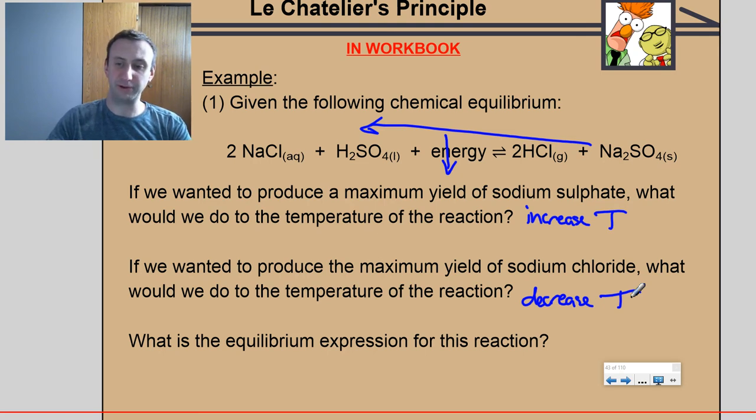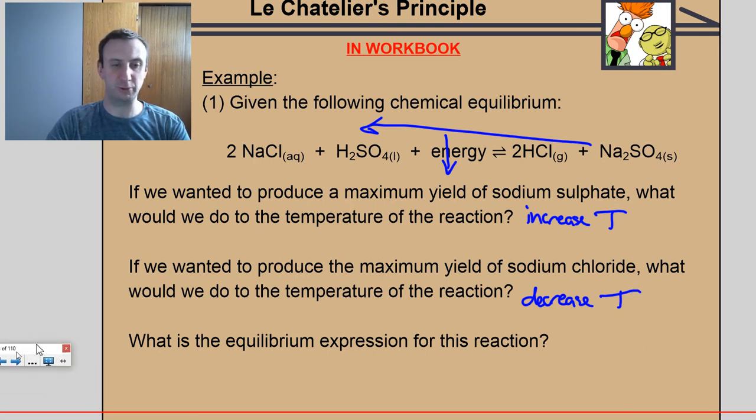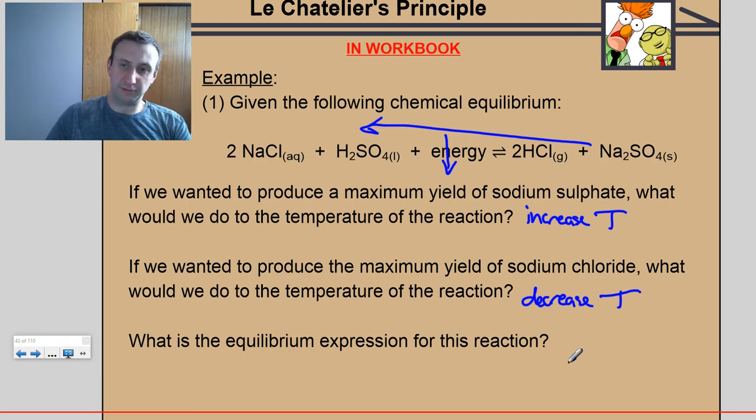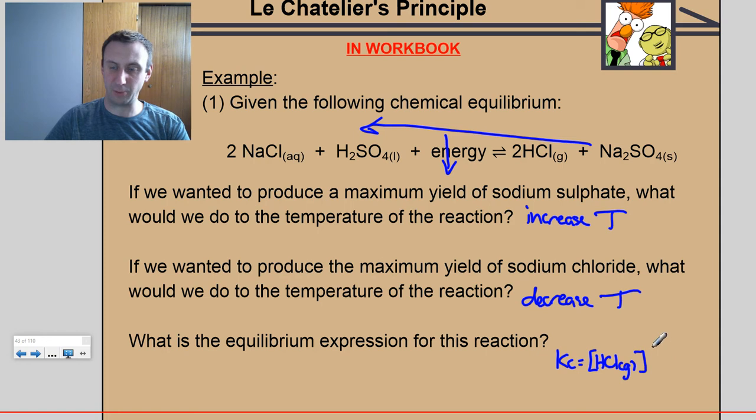Last thing, what is the equilibrium expression for this reaction? This goes back to a review of the previous day. So I would have Kc is equal to, and this is already balanced, which is handy, HCl gas to the power of 2. I do not include sodium sulfate because it is a solid. So this is going to be over NaCl aqueous to the power of 2. I also don't include H2SO4 because it is my only liquid present, so I'm not going to include that.